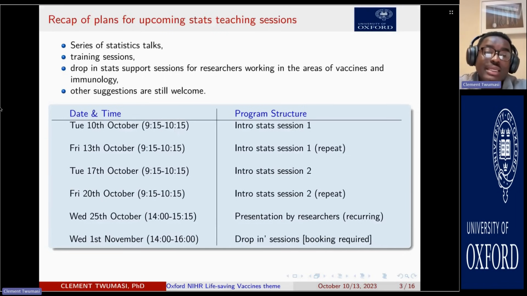As I said earlier, on Tuesday we had the first STAS session, and quite a number of people joined. Unfortunately, it wasn't recorded, so I'm hoping to record this one. Today is just a repetition of the first session. Next week, Tuesday, we are going to introduce the second session of the introductory statistics session, and then there will be a repetition again on the Friday.